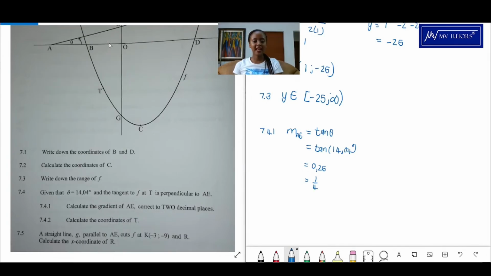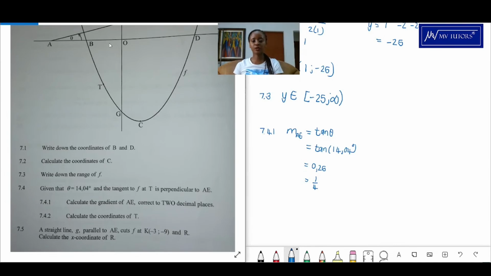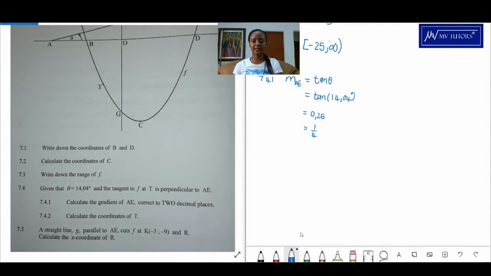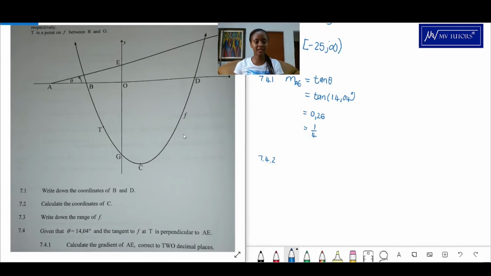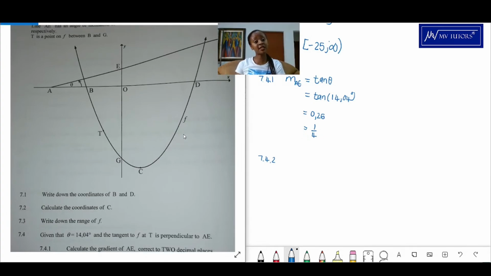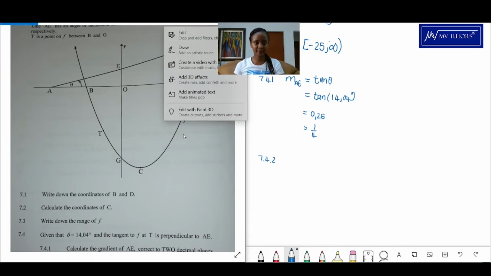Okay, and then 7.4.2, let's just move the page a bit up. 7.4.2, calculate the coordinates of T. Okay guys, what is happening here? So they said there's a tangent line, right? And this tangent line passes through A and E, and it's actually perpendicular to the line AE.